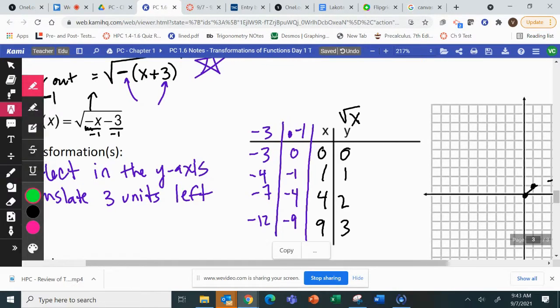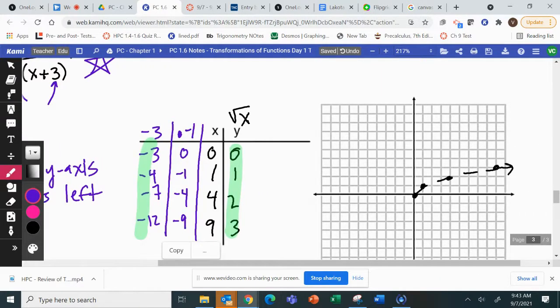Then I graph the outside x and outside y. So I get -3, 0, -4, 1, and then -12 is off the graph. So it's reflected in the y-axis, left or right, and then we moved it 3 to the left.